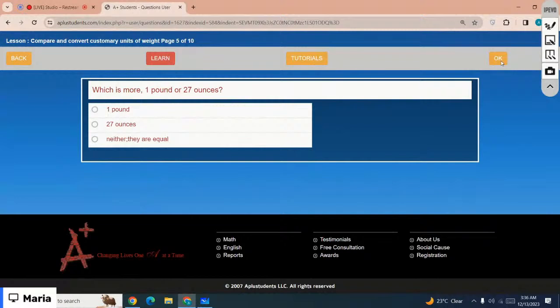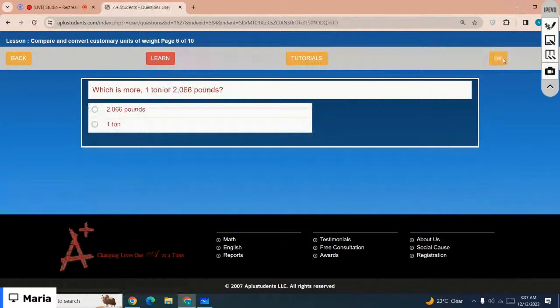Which is more, 1 pound or 27 ounces? Which is the correct option? 27 ounces is more than 1 pound because 1 pound equals 16 ounces. The correct option is 27 ounces is more than 1 pound.